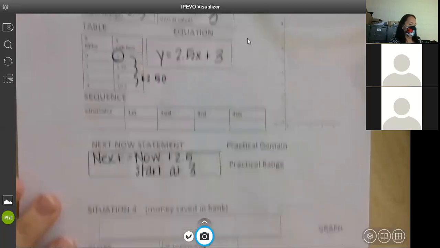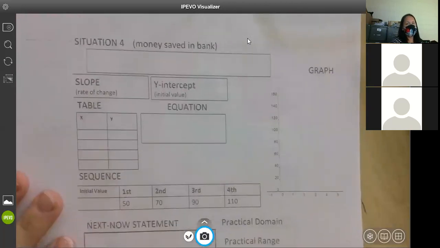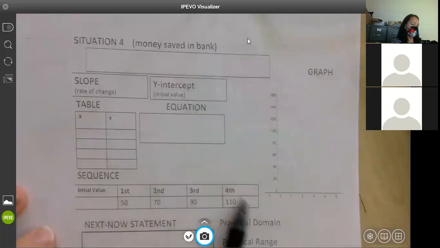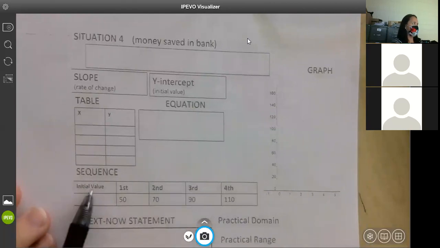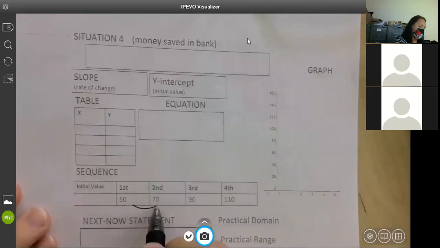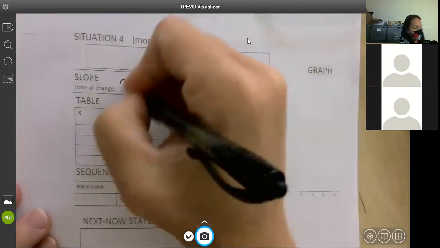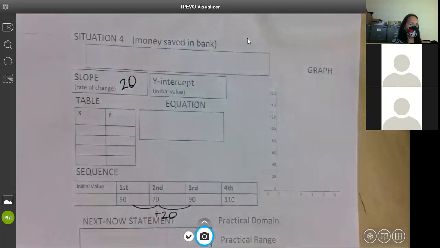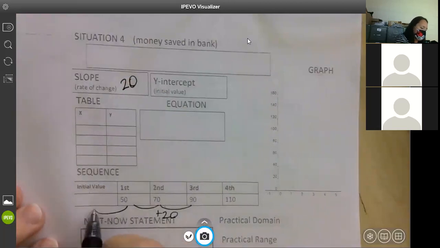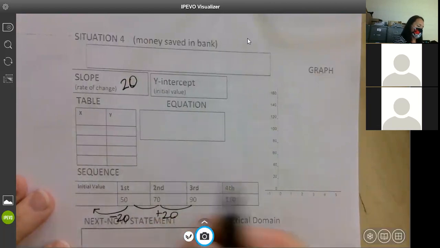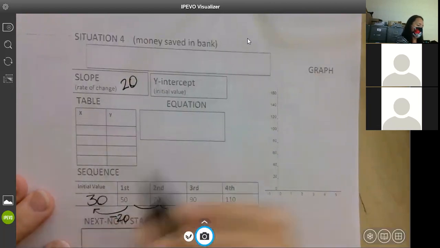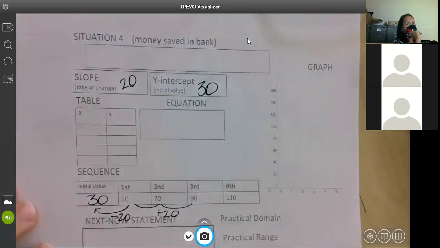We're good. All right, money in a bank. So they give you this sequence. Be careful on this because they do not give you the initial value or the y-intercept. What's happening every time? What is that number? Going up by 20. Yeah, what's that number? It is your slope. So how do I get to my initial value? Minus 20, and it would be? So your y-intercept is 30.